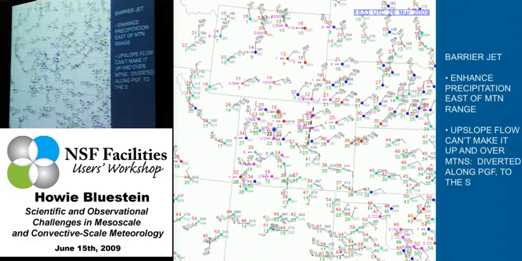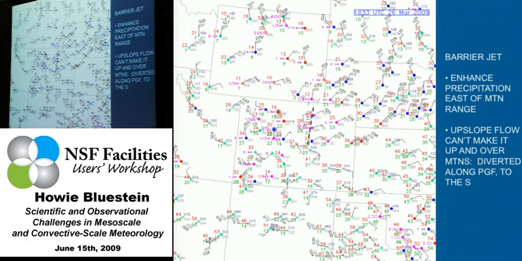Here is what I call the inland coastal front. And I experienced this here in Boulder this winter. This is back in March during a big snowstorm. Easterly winds. Air is too stable to make it up and over the mountains, so it turns sharply to the left, and we get a barrier jet, and you get an enhancement of precipitation east of the mountains as the air rides up and over.